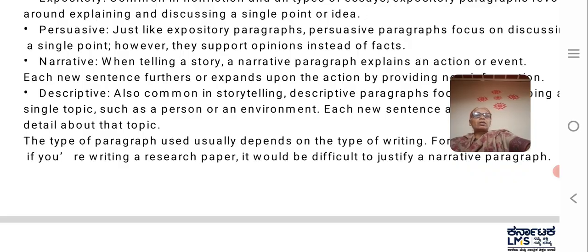It depends on the topic which you are discussing. Based on that, you can decide which type of paragraph you have to write. If you are writing a research paper, it is difficult to justify a narrative paragraph.